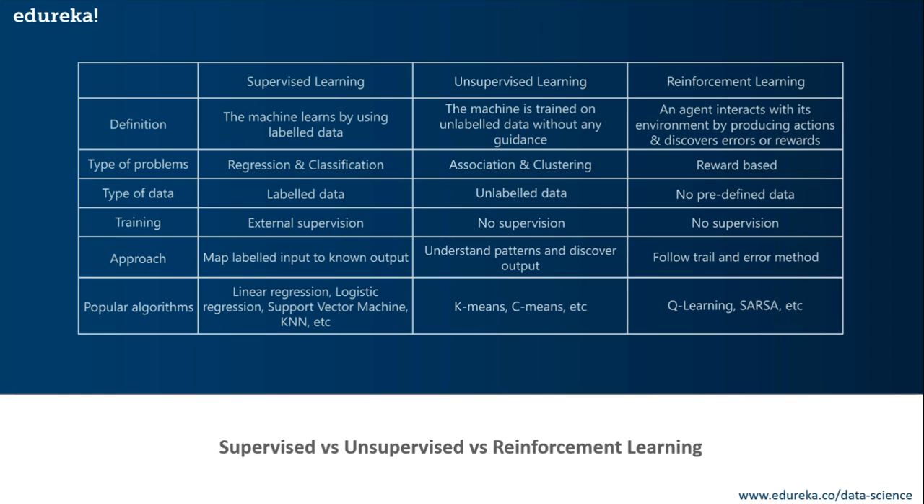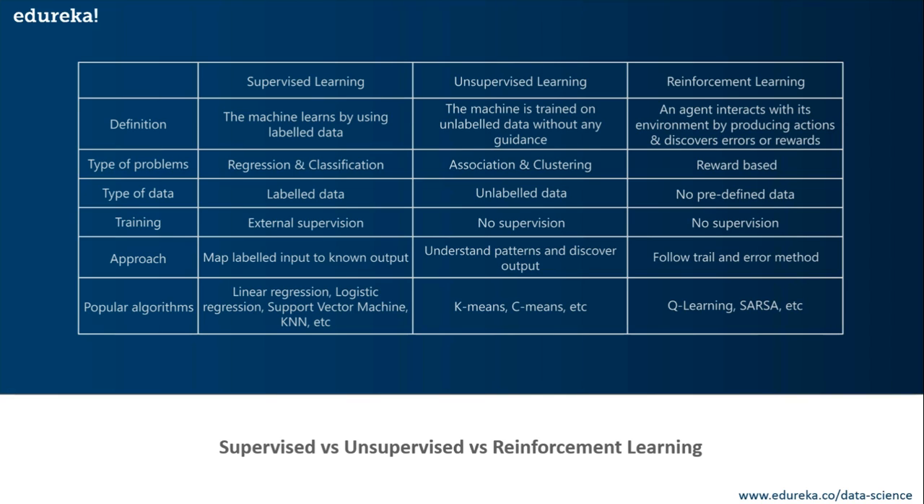Now, when it comes to training, in supervised learning, we have external supervision, which is basically the labeled data set. In unsupervised and reinforcement learning, there is no supervision. Now, the approach of supervised learning is to map the labeled input to the known output. All right, so here you know both the input and the output. All you have to do is map the input to the output.